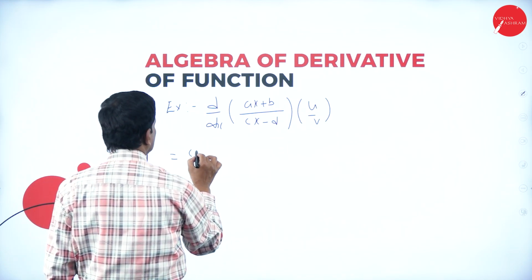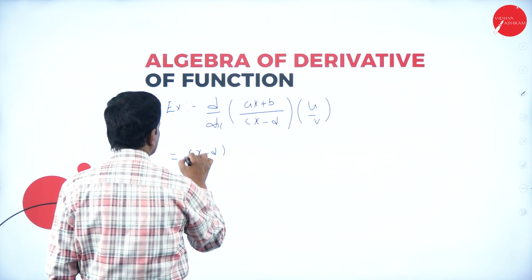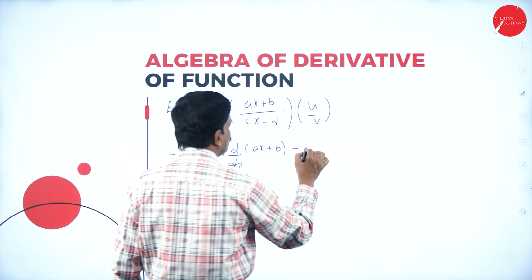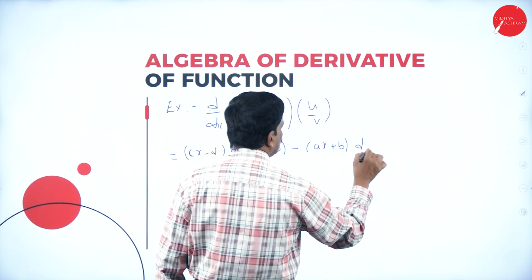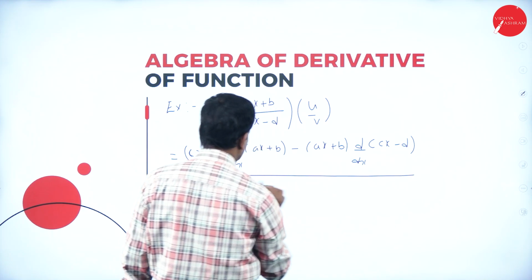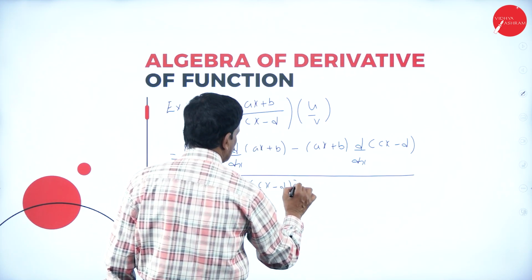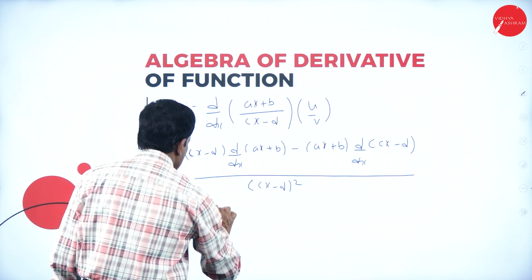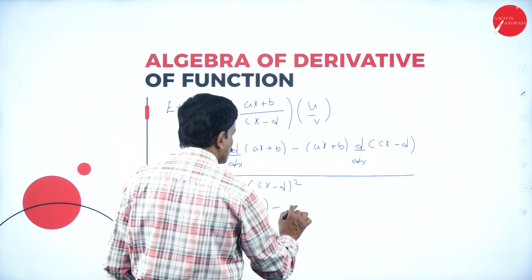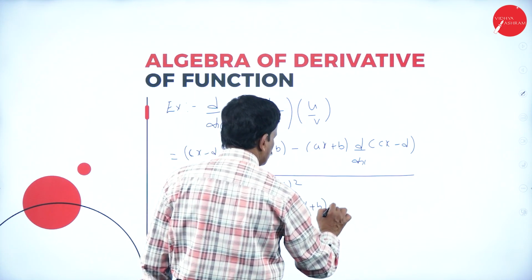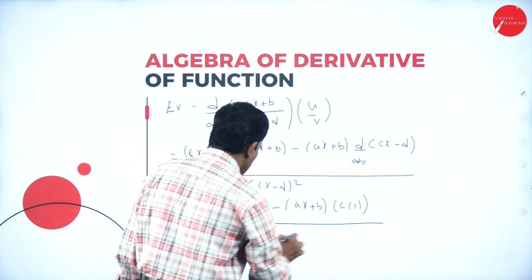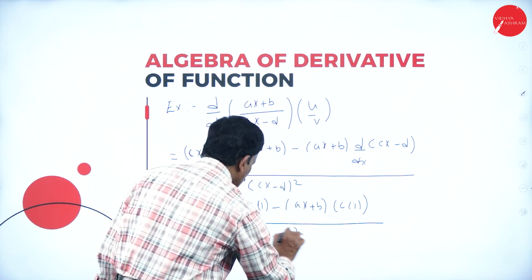d by dx of u by v is the denominator cx minus d into the derivative of the numerator ax plus b, minus the numerator ax plus b into the derivative of the denominator cx minus d, divided by the denominator squared, cx minus d whole squared. So this is cx minus d into a (constant, differentiation of x is 1) plus b (constant, 0), minus ax plus b into c (constant, differentiation of x is 1) minus d (which is 0), divided by the denominator squared, cx minus d whole squared.